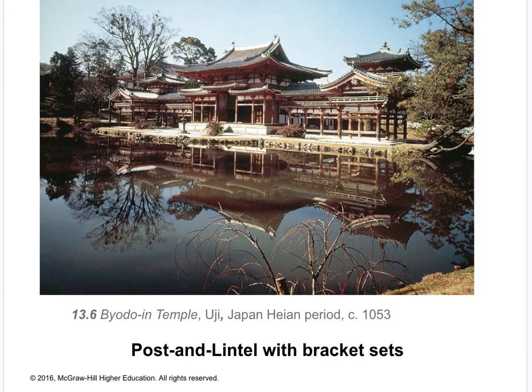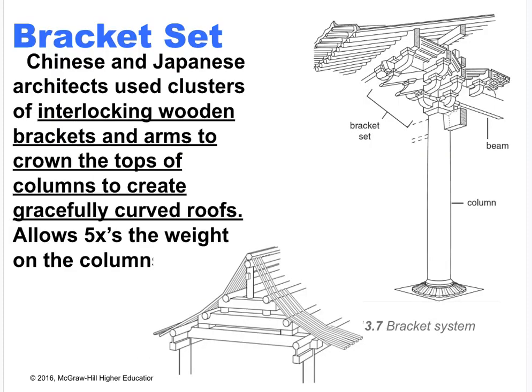Flipping back to the previous slide, this is the Byodo-in Temple in Uji, Japan from the Heian period. But I forgot to point this out. Interlocking wooden brackets and arms to crown the top of columns to create gracefully curved roofs. That's important. It's underlined, so it's probably a test question somewhere.